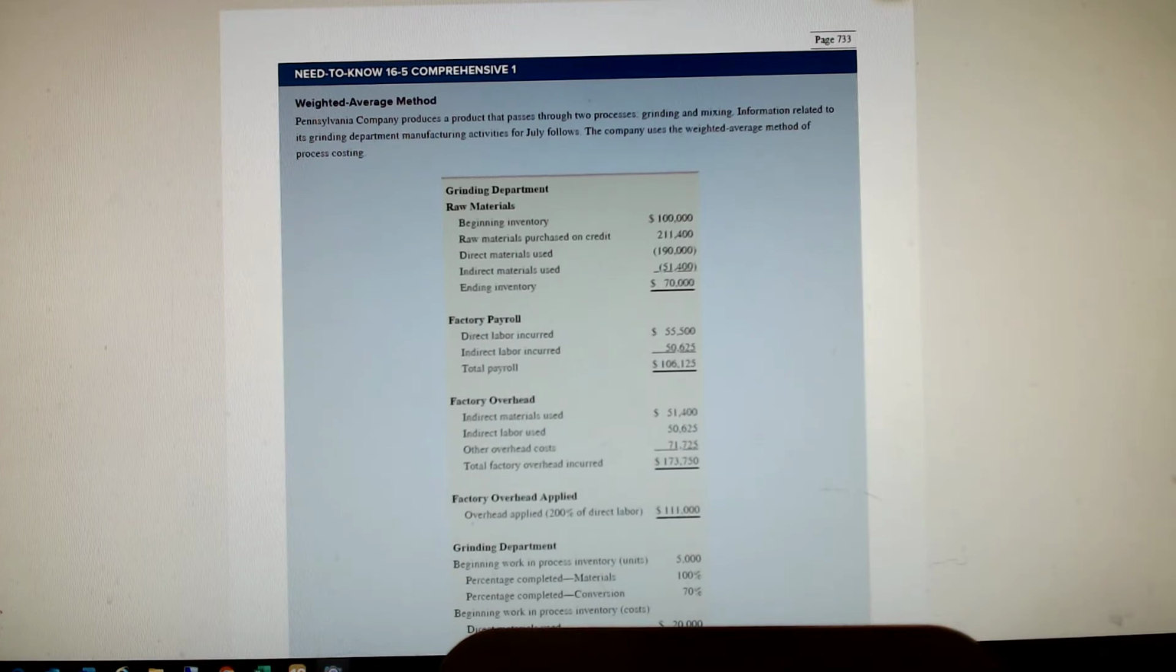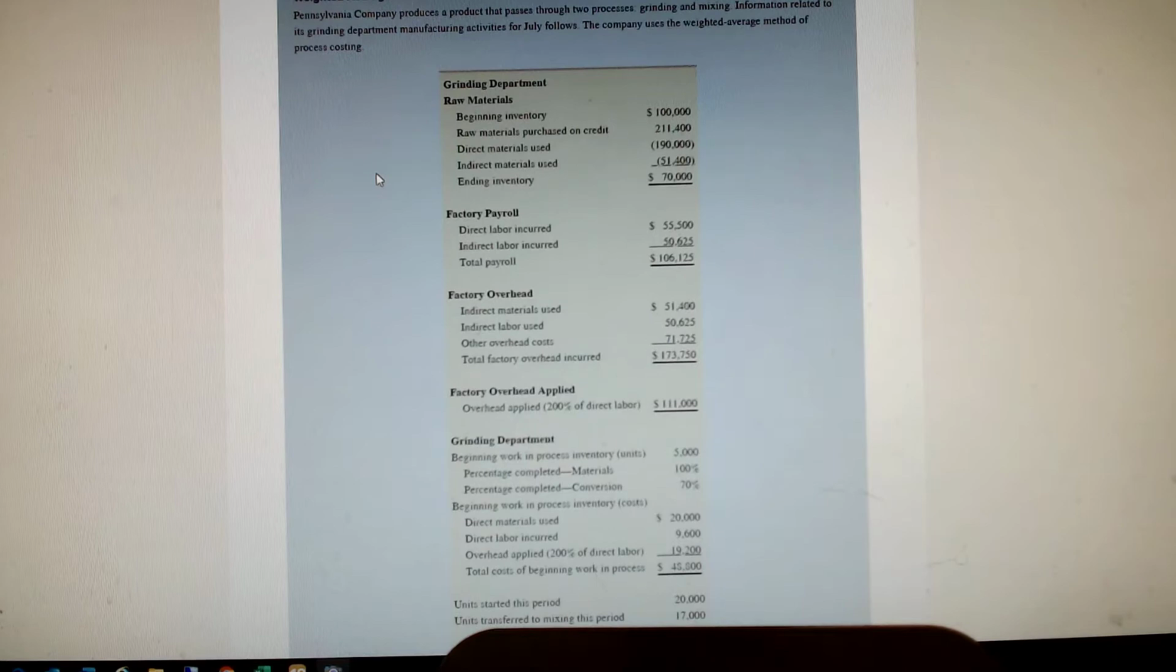So what does all that mean? Well, let's see how it all works again. This is the comprehensive problem at the end of the chapter. We're going to work through this, and then we'll go back in the next video and pick up some of the finer points. But it says that this company has a product that passes through two processes, grinding and mixing.